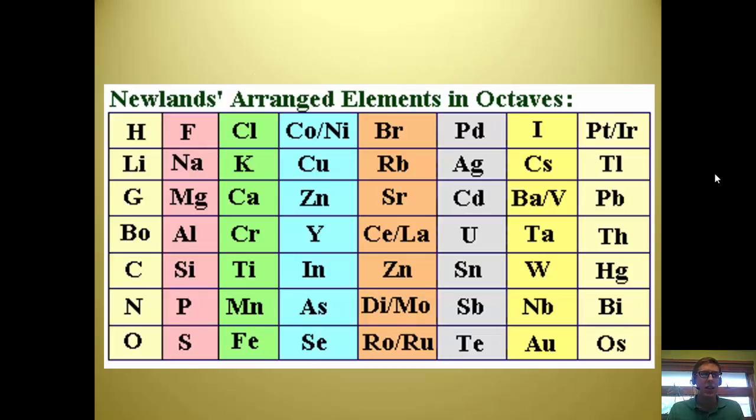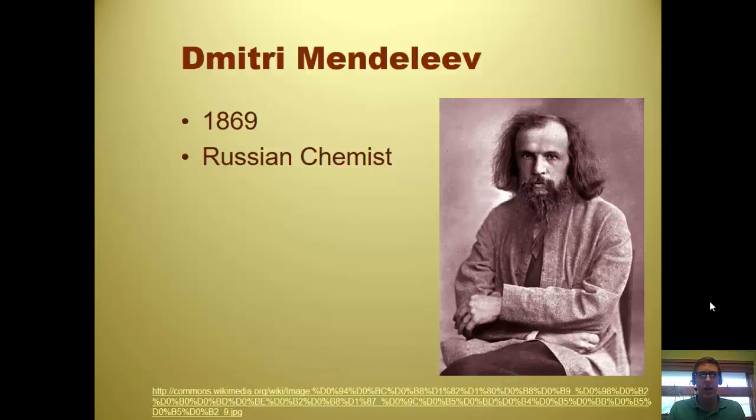And it looked like this. So, if we're talking rows, you see some things like lithium, sodium, potassium. These have similar properties. Carbon and silicon have similar properties. Oxygen, sulfur have similar properties. So there's some things they have in common, but it wasn't perfect.